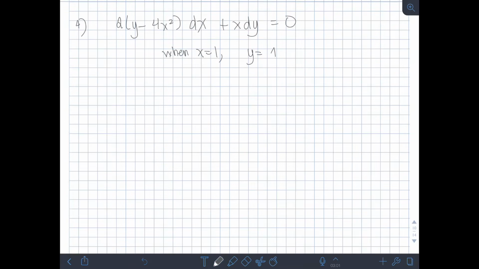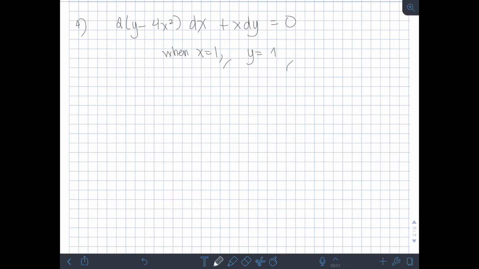Okay? Next, we have 2 times quantity y minus 4x squared dx plus x dy is equal to 0 when x is equal to 1, y is equal to 1. Okay, this is an example of DE with particular solution kasi meron tayong given na when x is equal to 1, y is equal to 1. So, therefore, ma-solve natin yung constant dun sa general solution natin mamaya. Okay, so transform muna natin itong given DE into linear differential equation.